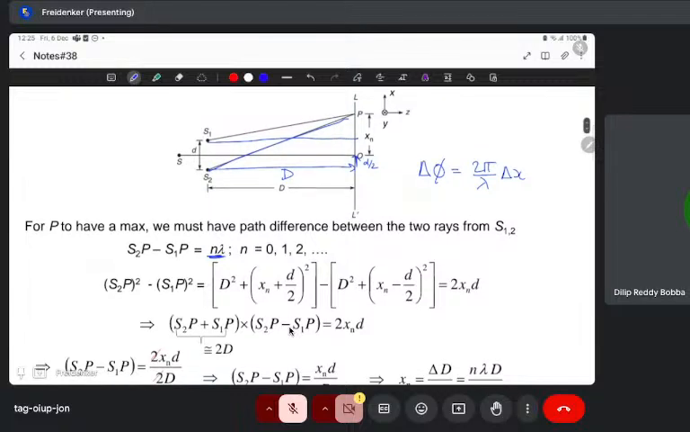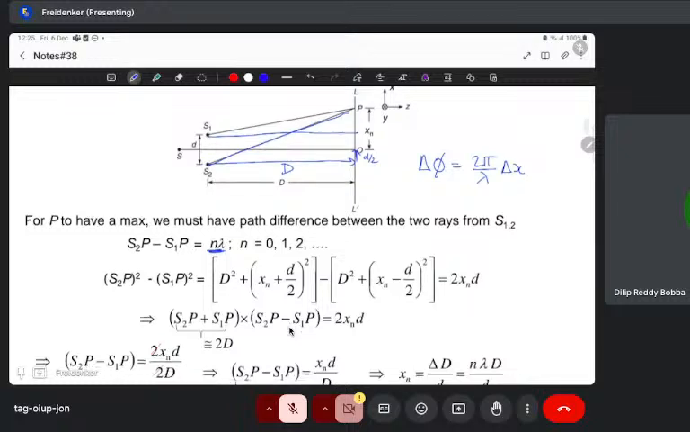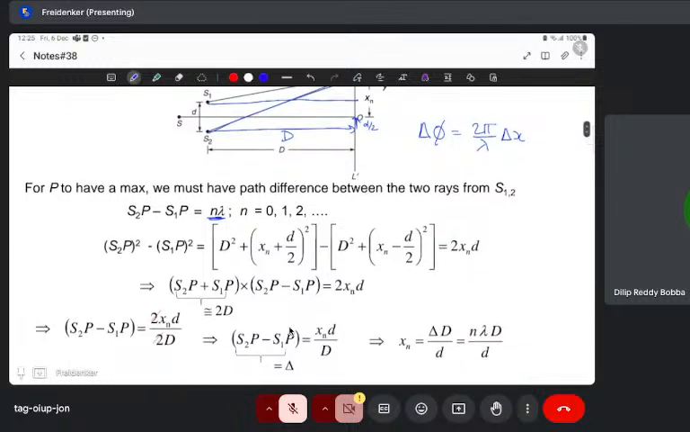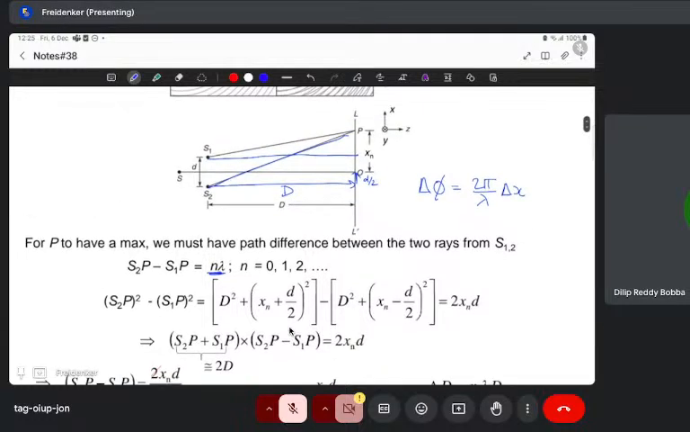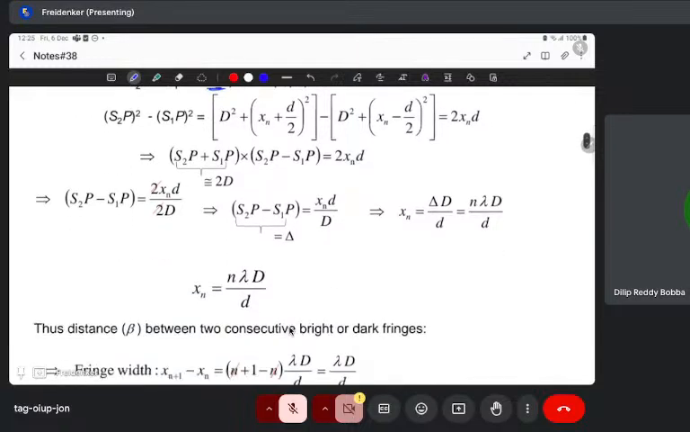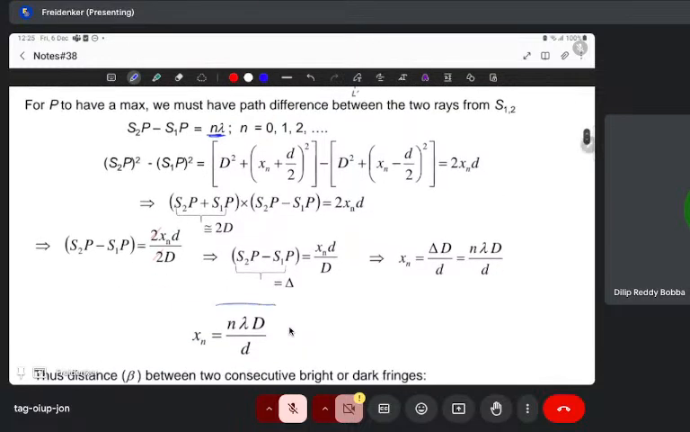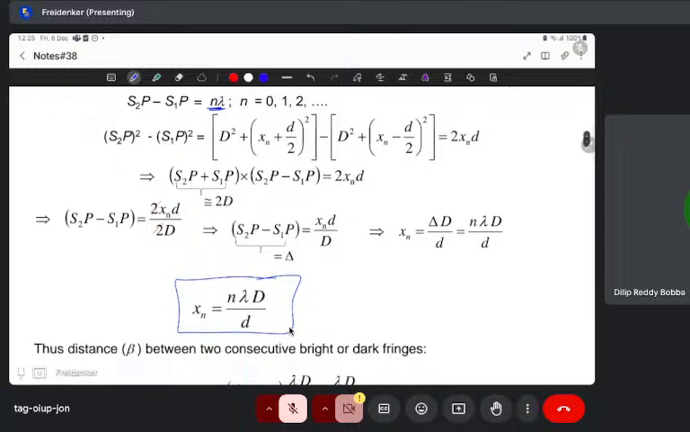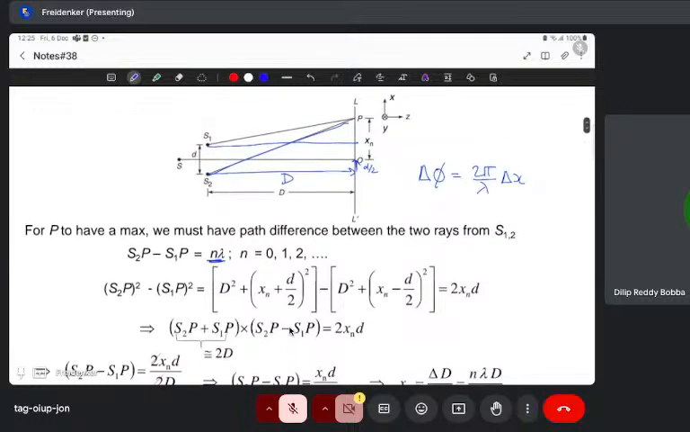And then after doing some S2P plus S1P, S2P plus S1P is approximately 2D. Fine. We are not considering the angle or anything. Fine, up to them. After some derivation at the end, what will you get? We got something. So what is xn? Xn is the distance from O to P.